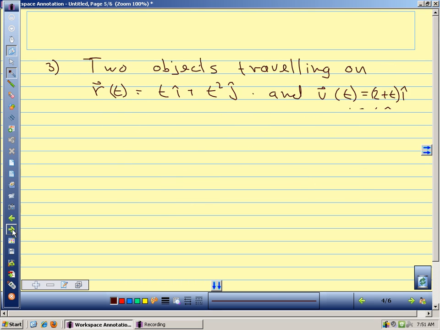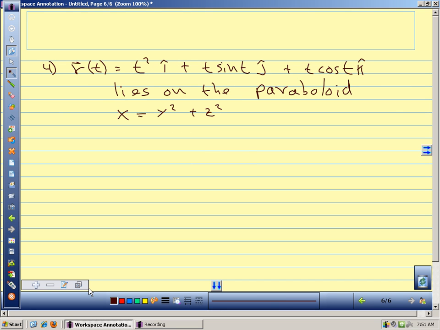All right, let's look at the last one. So this curve described by this vector valued function, t squared i plus t sine t j plus t cosine t k, lies on the paraboloid x equals y squared plus z squared. Is that one true or false? True. Anne says true. Does everyone agree? So what is your argument, Anne?